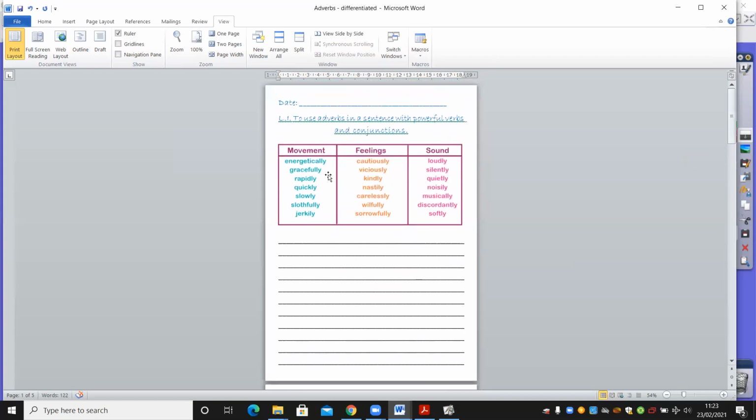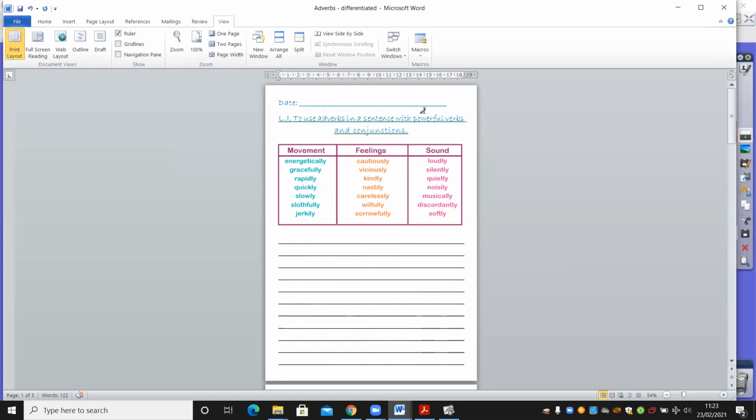Here you have a list of 3 different types of adverbs. The adverbs of movement, the adverbs of feelings, and the adverbs that describe sound. Now, your task is to use these adverbs in a sentence with a powerful verb. So you haven't been given a verb, you need to think of a powerful verb and then write a sentence which contains these adverbs matched up with powerful verbs and a sentence which has a conjunction in it.